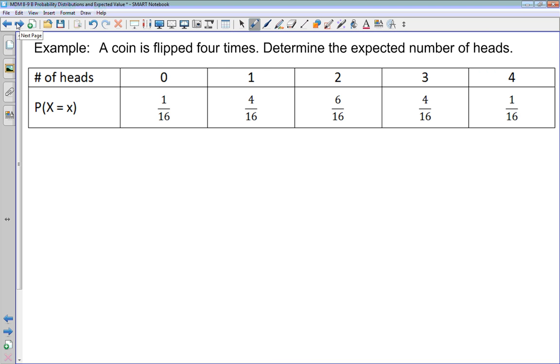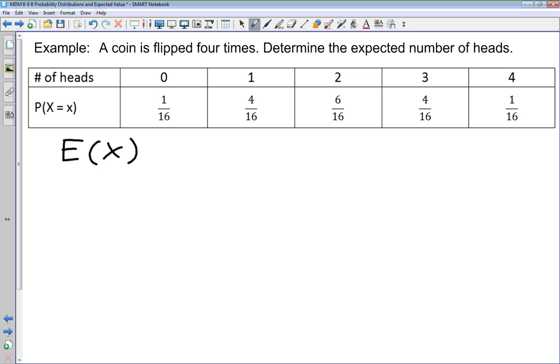So let's look at an example. A coin is flipped 4 times. Determine the expected number of heads. What they're asking here is if you were to do this experiment over and over and over again, on average, how many heads would you expect to turn up? We've got our table here showing our probability distribution. We put this together in the last lesson. So let's go ahead and calculate our expected value.